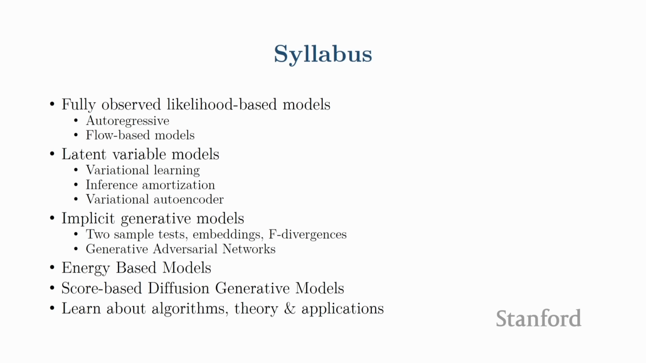So we'll talk about two sample tests, F-divergences, and different ways of training these sort of systems. And in particular, we'll talk about generative adversarial networks and how to train them. Then we'll talk about energy-based models and diffusion models. Again, this is sort of the state of the art in terms of image generation, audio generation. People are starting to use them also for text. That's the technology behind the video generation that I showed you before.